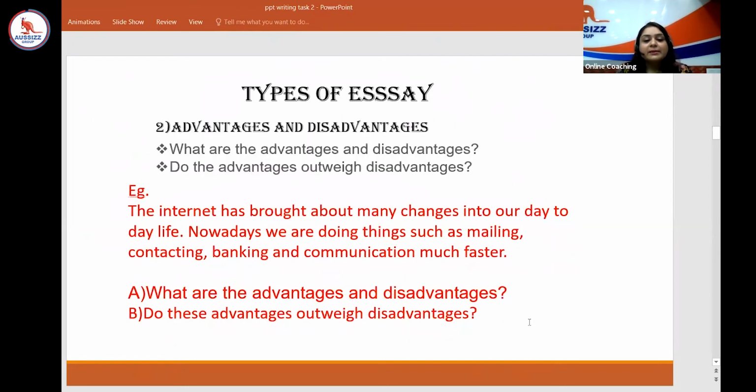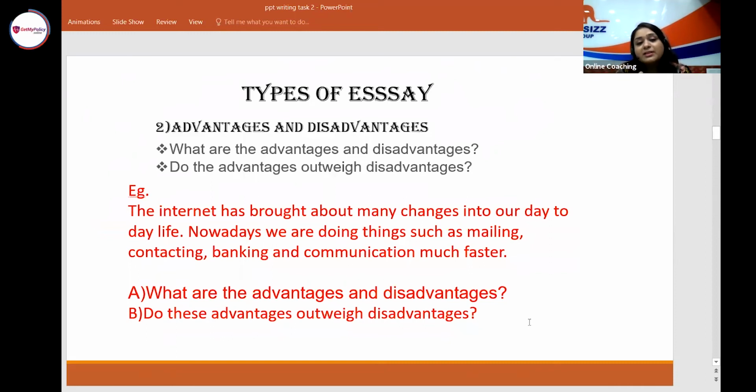The second type of essay is particularly advantages and disadvantages. Again, in this advantages and disadvantages, you'll have two types of questions. What are the advantages and disadvantages of the topic? Do the advantages outweigh the disadvantages? So these are again a kind of agree disagree, or to what extent agree disagree. Why I'm saying this, because in agree disagree you have to take a stand and go with the flow. But in advantages and disadvantages, you have to write both advantages and disadvantages also.